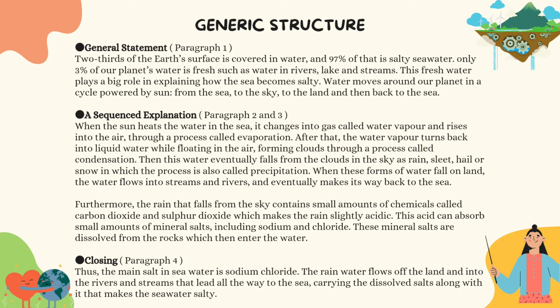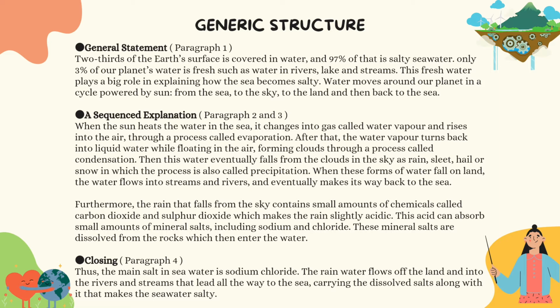There are 3 sections of the explanation text. First, general statement. The general statement is an area which contains a general explanation of the phenomena to discuss. So in this explanation text, the general statement includes the first paragraph.